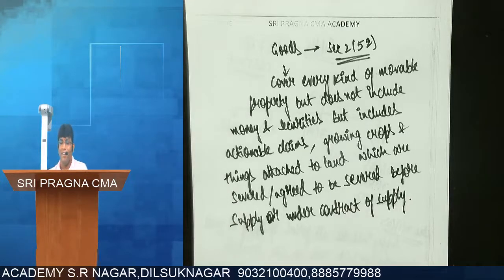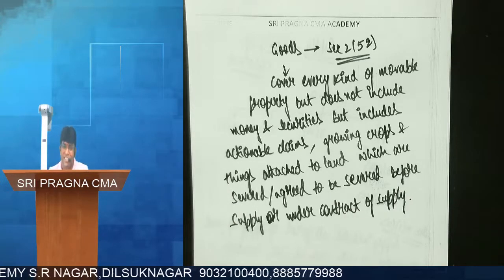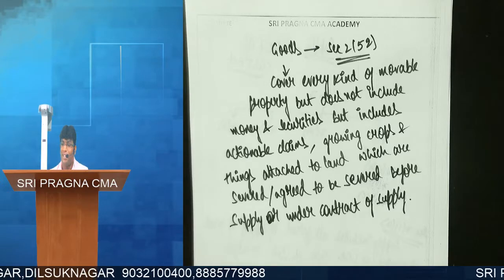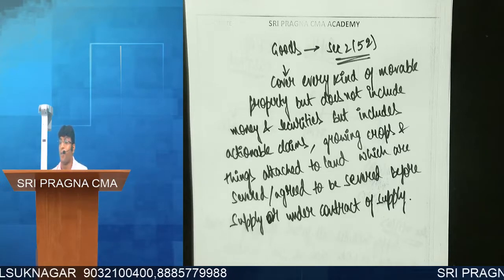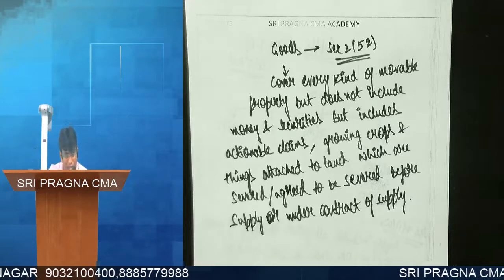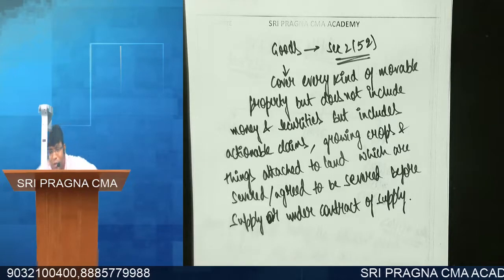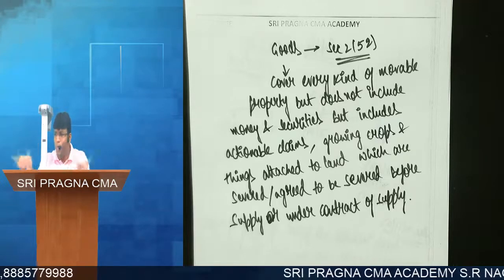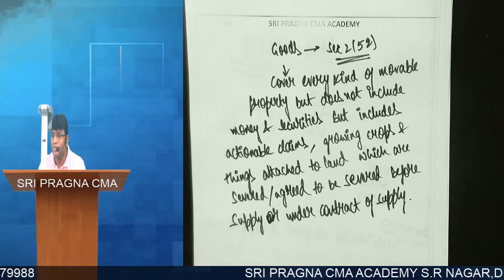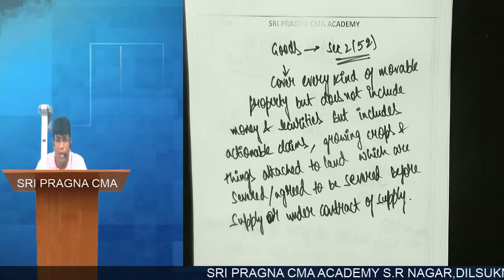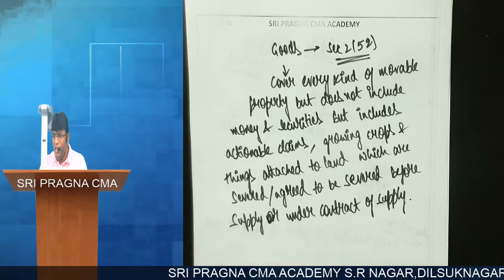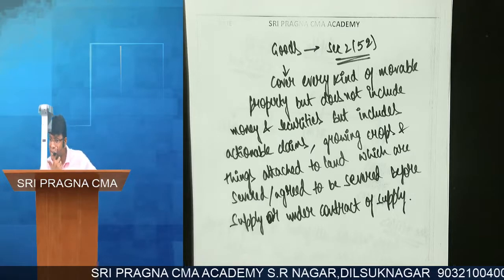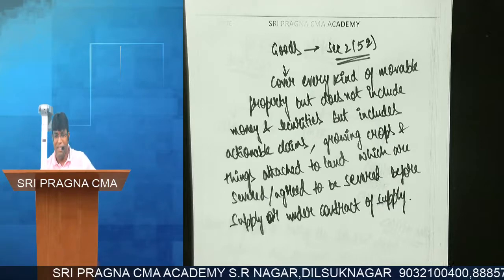Remember, we are writing definitions so nicely, but to understand the definition is what is important. The supply definition is what? 7.1a: supply includes all forms of supply of goods. Wait, we are still in goods only. What is goods? Goods cover every kind of movable property. So, is land covered? Is land movable? Every kind of movable property, that means all types of movable property are covered in goods. But does not include what? Money, and? Hold on. What is money?